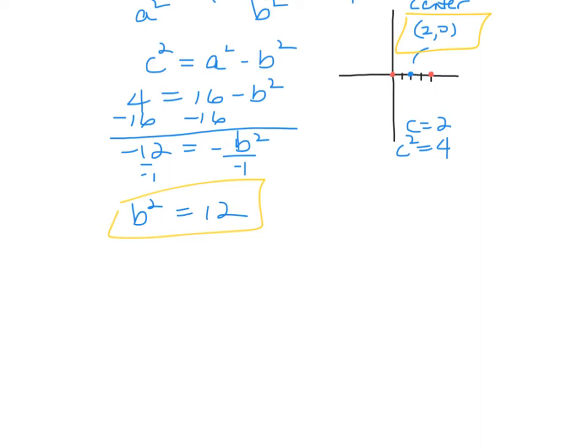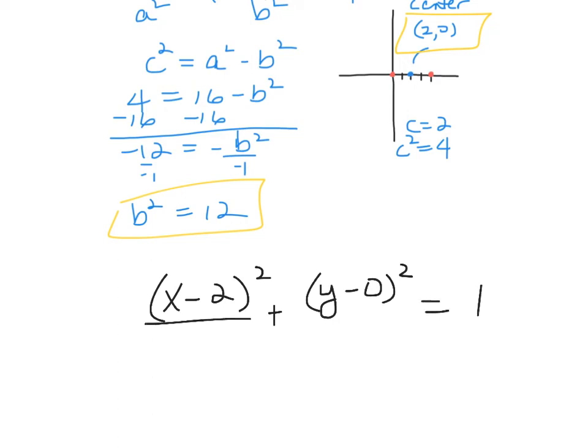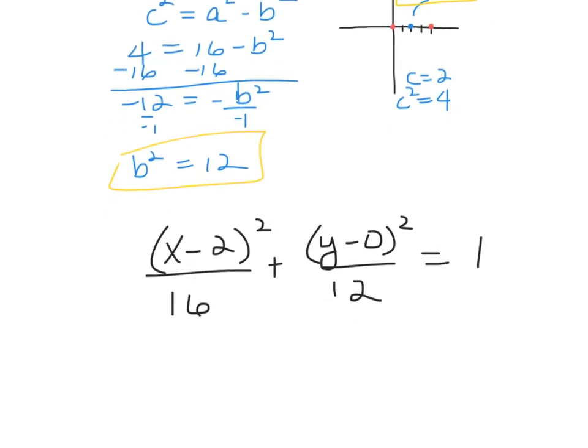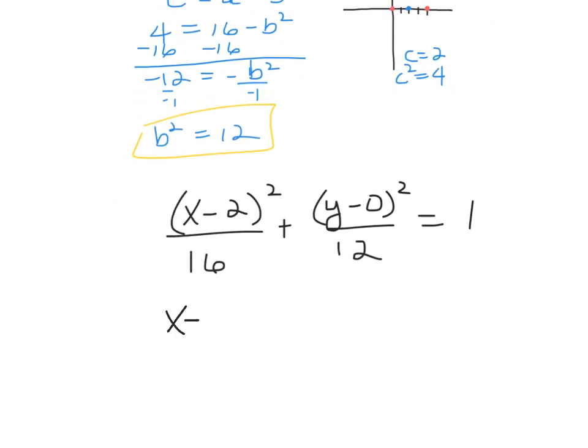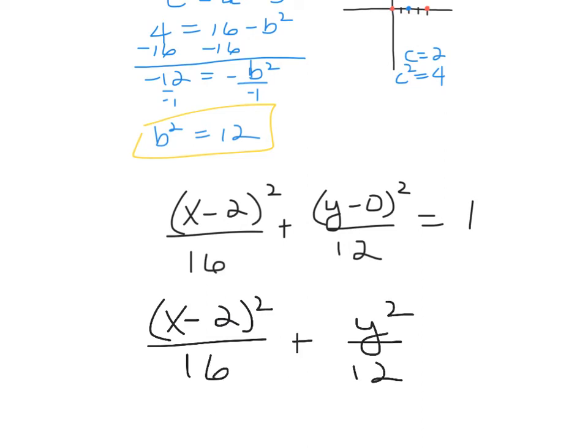So again, let's see. I have x minus 2 squared, y minus 0 squared, and then 16 and 12. And again, I can simplify that y minus 0 and just make it y squared, and you're done.